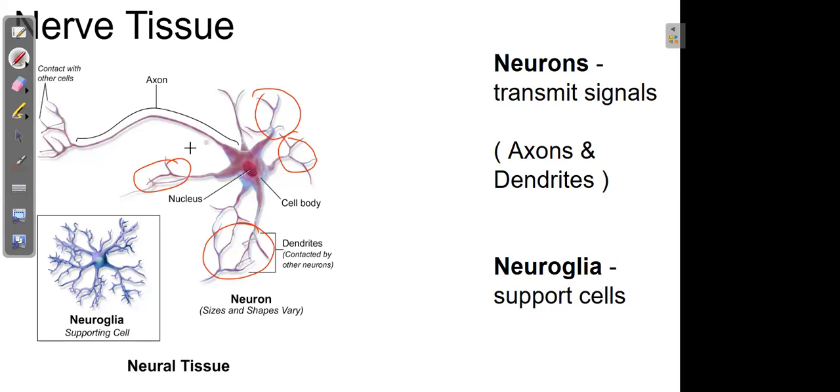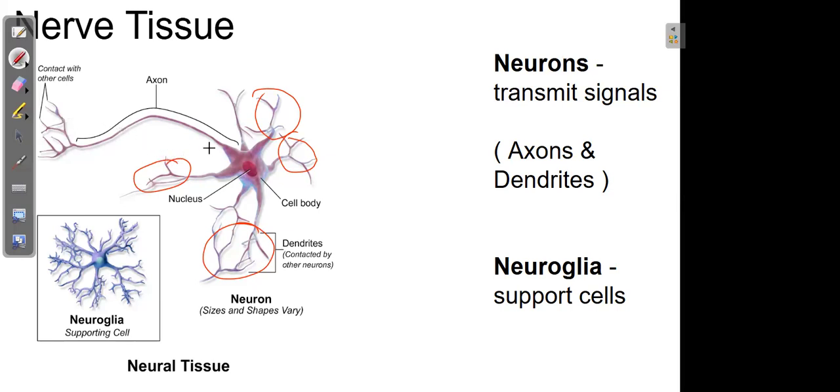So axon is the passage through which the electrical signals are transmitted from the cell body to the nerve endings. At the nerve endings, these neurons can connect with the other nerve cells, which will pick up the information and transmit it further.